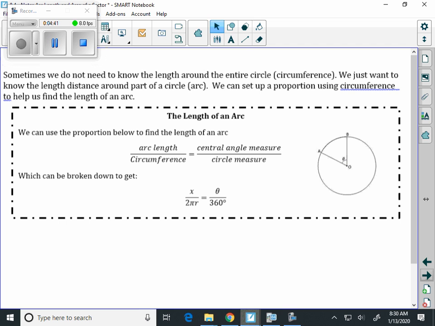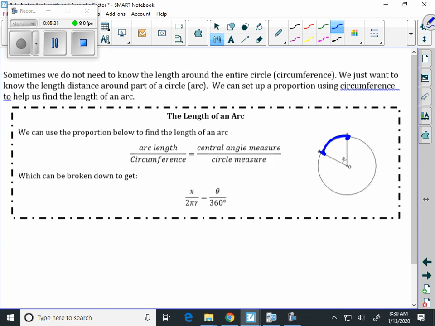Sometimes we don't need to know the entire circumference. We only want to know part of the distance around the circle. And let me say that again. We just want to know the length, the distance around part of a circle. And what we can do if we want to just find part of the circle's length is set up a proportion to help us find the length of the arc. So in this particular picture here, what we want to do is find the length of AB.